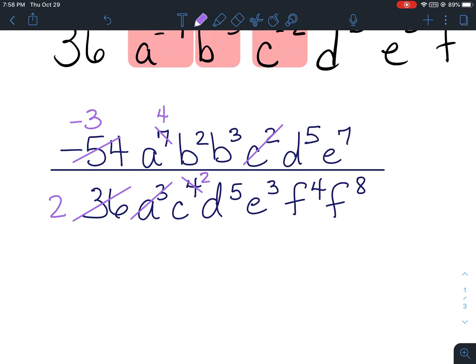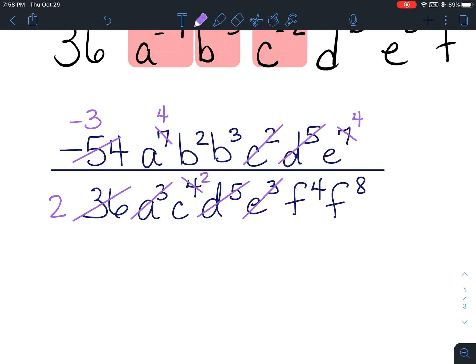d to the fifth and d to the fifth. 5 minus 5 is 0. So d to the 0 power is 1. I don't need that. It completely cancels out. e to the third has the smaller exponent. 7 minus 3 is 4.